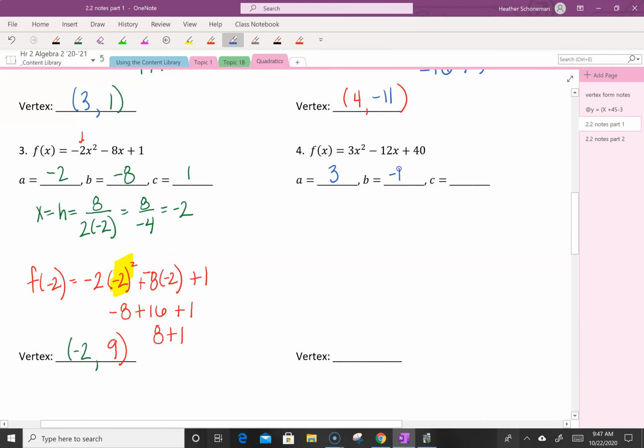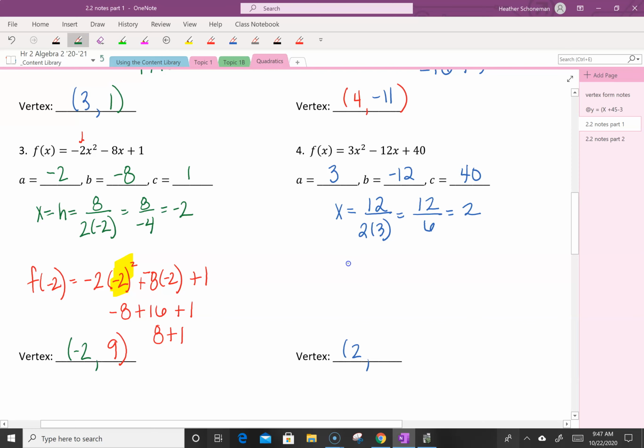All right, one last time. This would be 3, -12, 40. So x would be the opposite of b, which is 12, over 2 times a, which is 3. So, whoops. Wrote the wrong number. So I have 12 over 6 equals 2. So this is going to be 2.